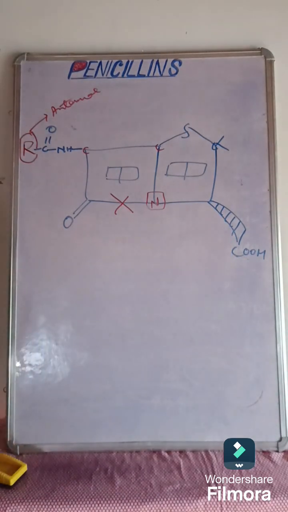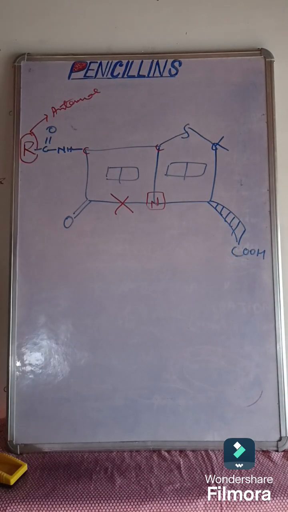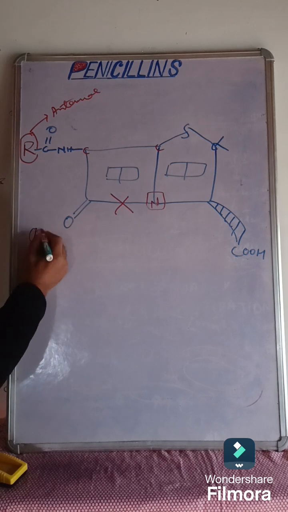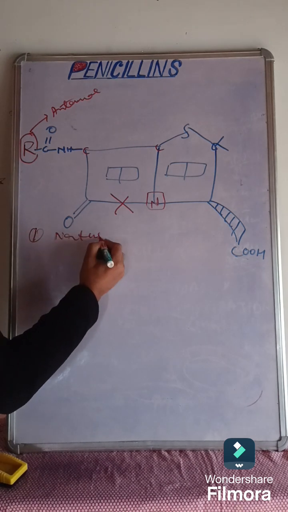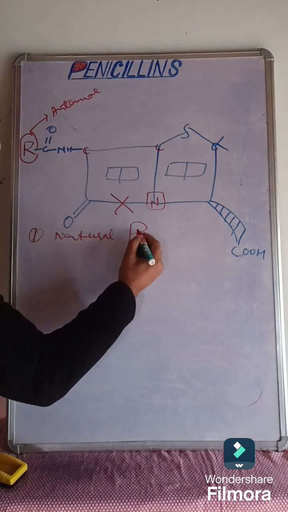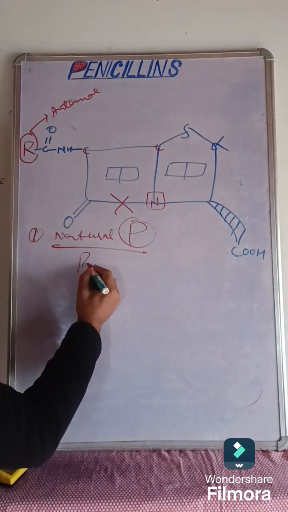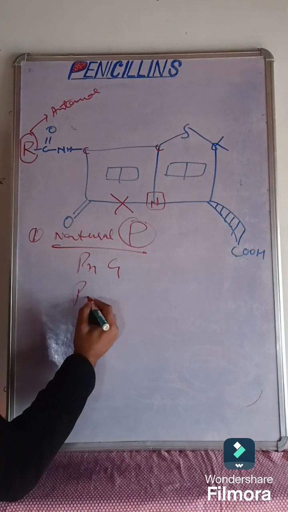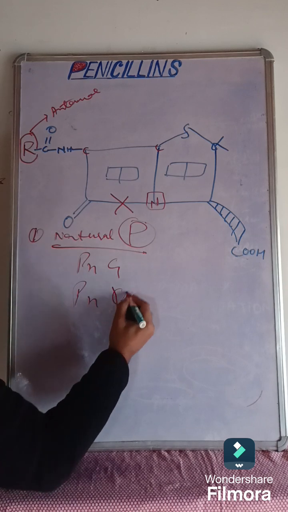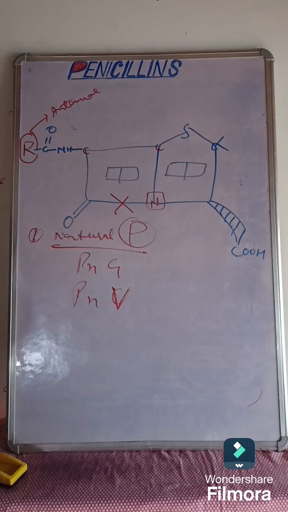So, what are the types of penicillins? There are various types of penicillins. First are the natural penicillins. They include two members, penicillin G and penicillin V. Both are similar penicillins.